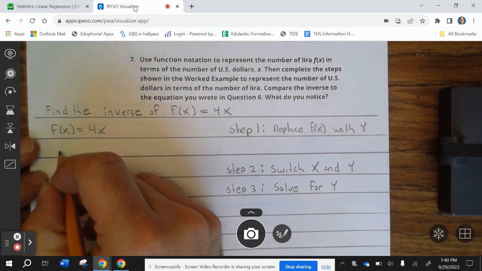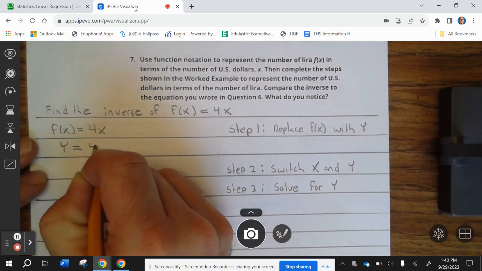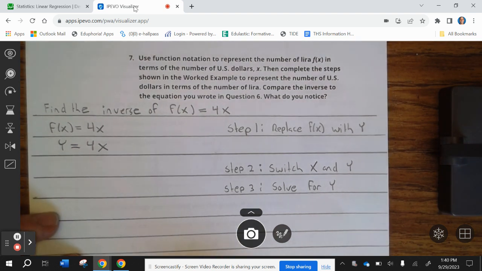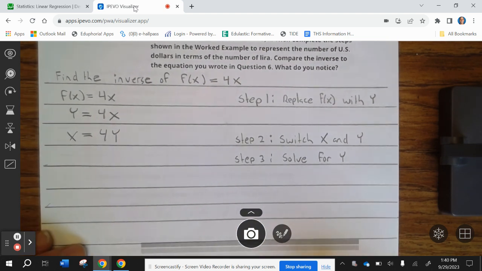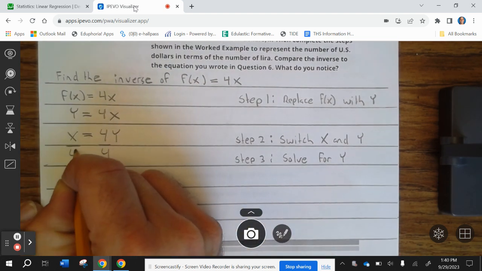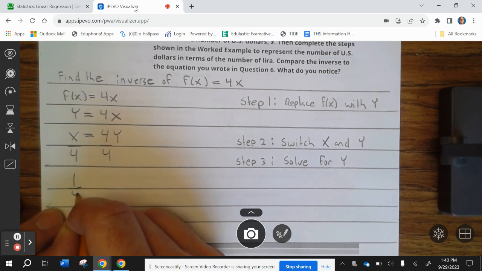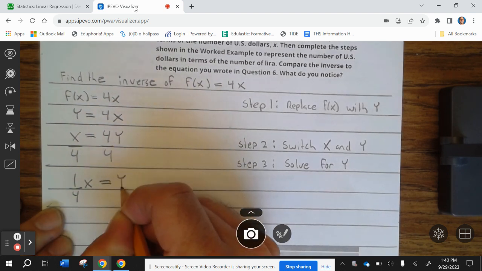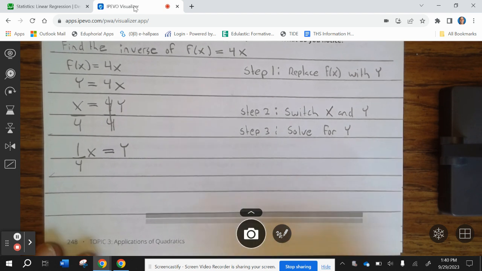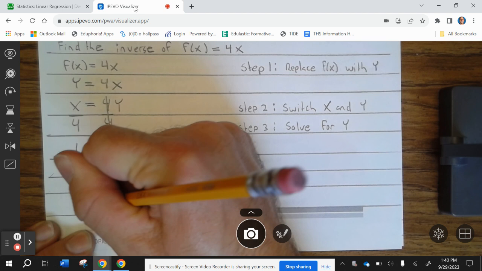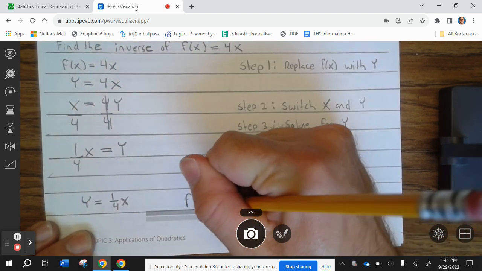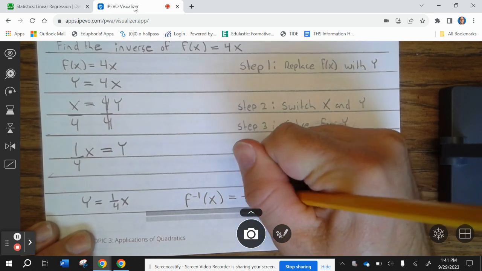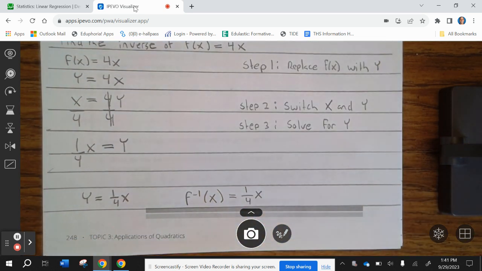So the first step is replace f of x with y. And then step 2, switch x and y. So x equals 4y. And then step 3, we're going to solve for y. So we divide both sides by 4. So 1/4 x equals y. So y equals 1/4 x. And as an inverse, we write f inverse of x equals 1/4 x. All right, so go ahead and finish that up.